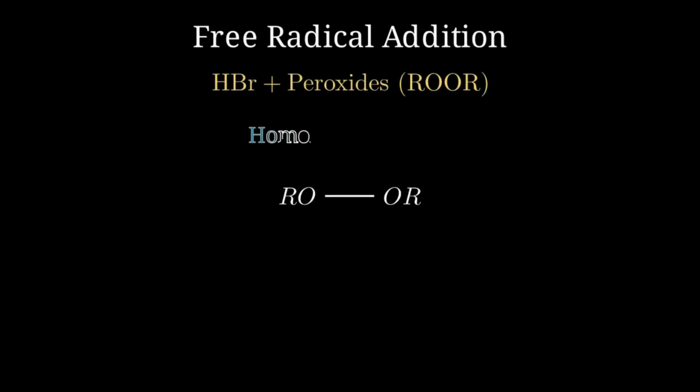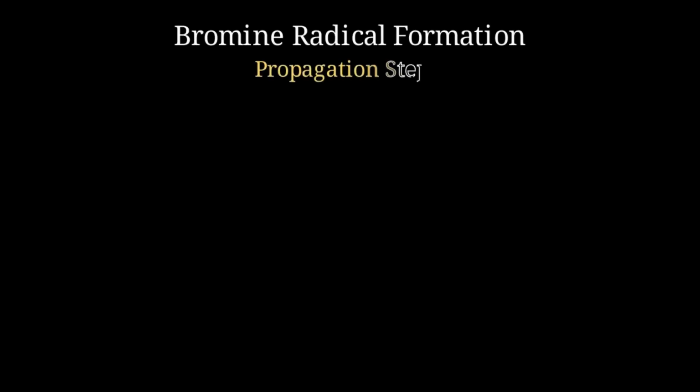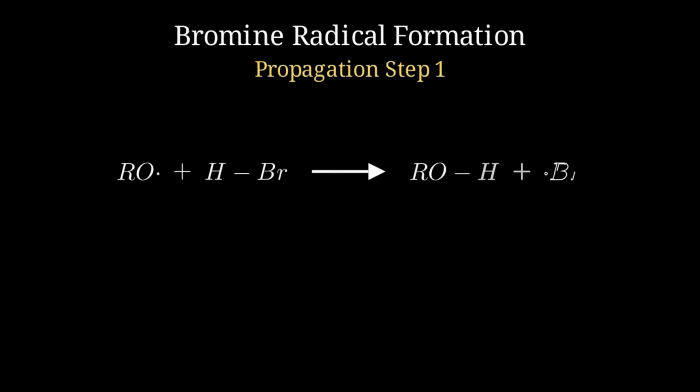Anti-Markovnikov hydrobromination happens via a radical mechanism. It begins with the homolytic cleavage of peroxides, which generates highly reactive alkoxy radicals. The alkoxy radical abstracts a hydrogen from HBr, creating a bromine radical. This bromine radical is the species that will actually attack the alkene double bond.